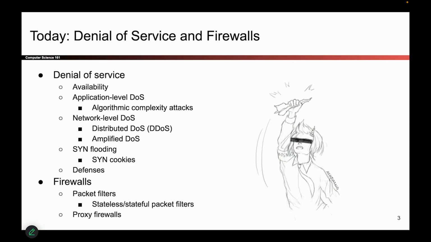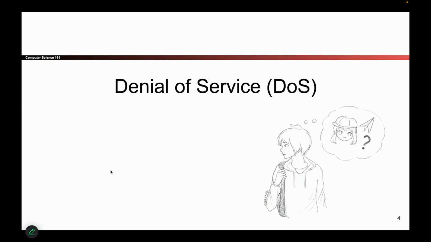So today is actually a two-topic lecture. The first half is all about denial of service, and the second half is all about firewalls. They're somewhat related topics, but I think mostly separate. So we'll start with denial of service. We'll look at different types of denial of service, where it can happen. We'll look at one specific example, and then we'll talk about general defenses. Then we'll move on to firewalls. So the first half is all about denial of service.